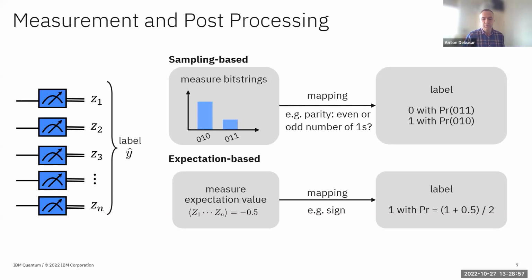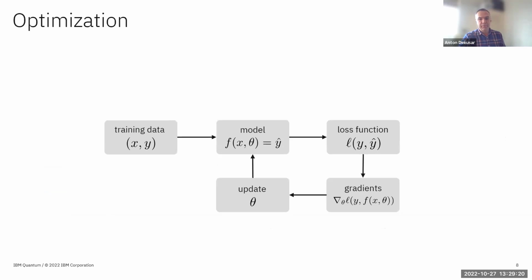So these are two common ways you may post-process your data. Of course, there may be different variations and you may apply different techniques, but in general, you may either have a set of samples or you may have an expectation value of a quantum mechanical observable. Okay, so far so good.